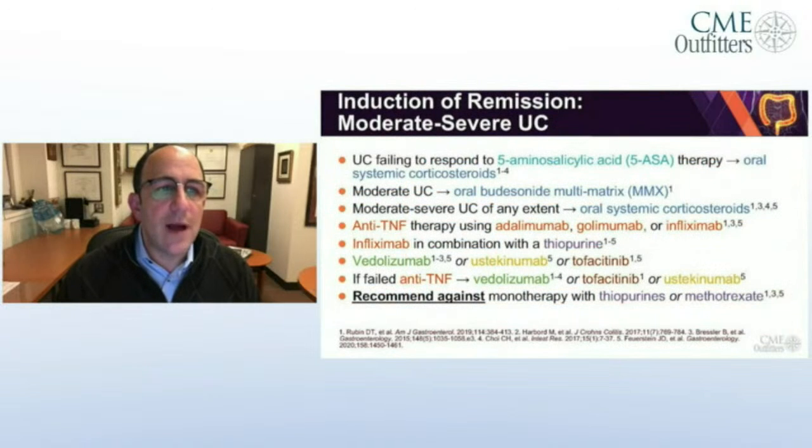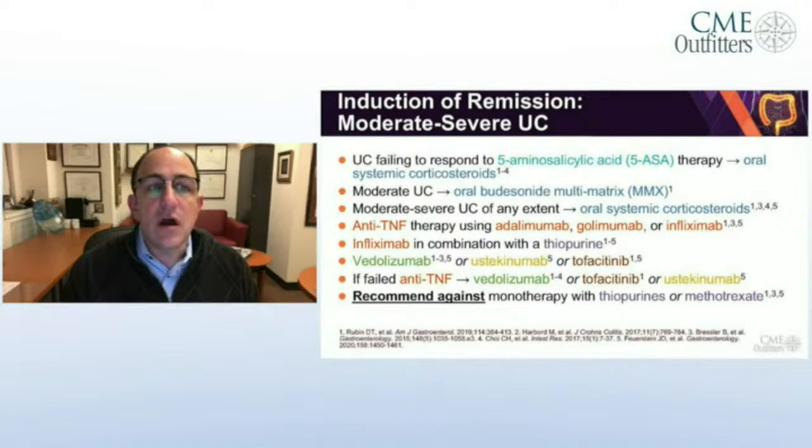So let's look at what our options are for induction of remission for moderately to severely active UC. This is a combination of both the ACG guidelines, the AGA guidelines, as well as our colleagues in Europe and the ECCO guidelines for managing these patients. Of course, patients who have ulcerative colitis who are not responding to 5-aminosalicylic acid therapy should move on to oral steroids.